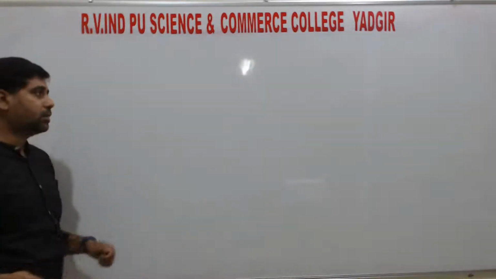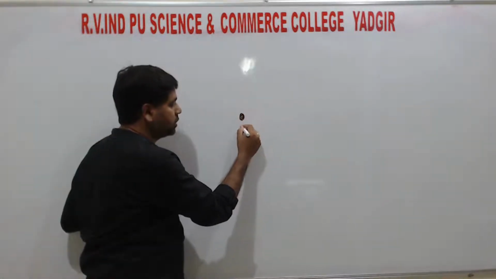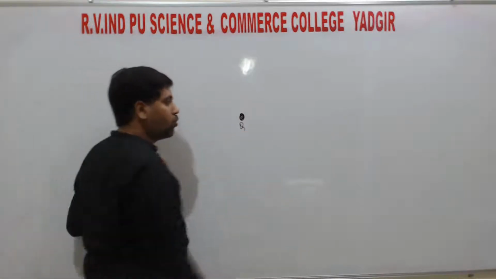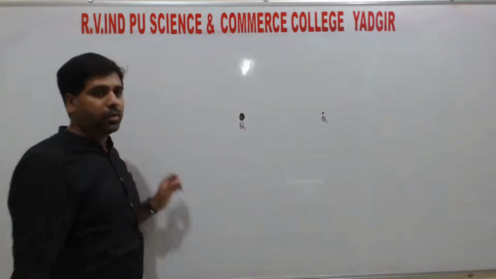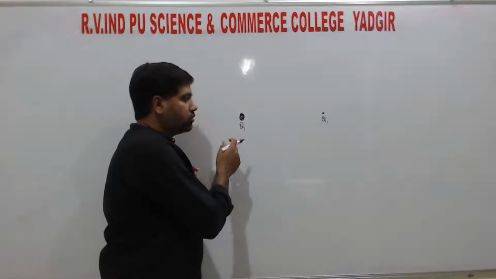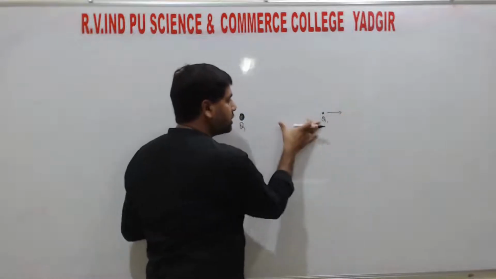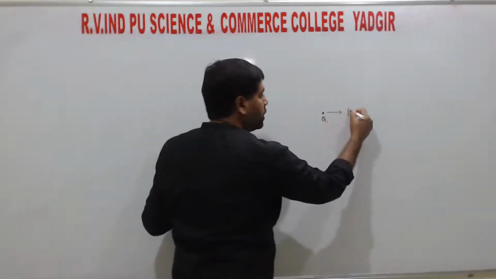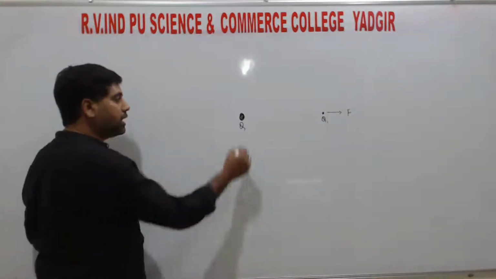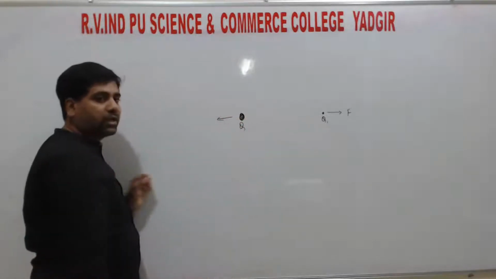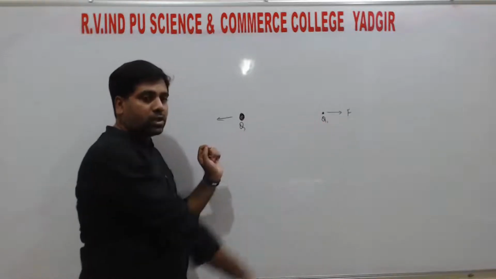So what are fields? From Coulomb's law, we have a charge here, taken as Q, and one more charge somewhere here, taken as Q1 or Q0. From Coulomb's law, this charge Q exerts a force on Q1. As these two are positive charges, there is a force of repulsion, that is, the force on Q1 due to Q. Similarly, the charge Q experiences a force by the charge Q1, by Coulomb's law.